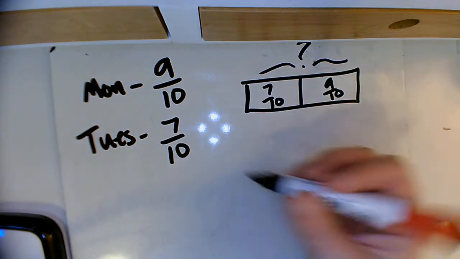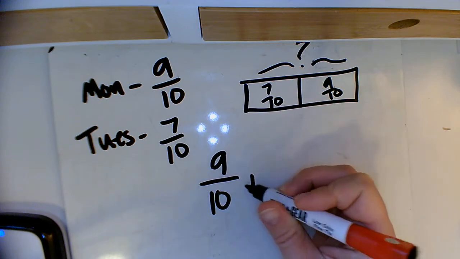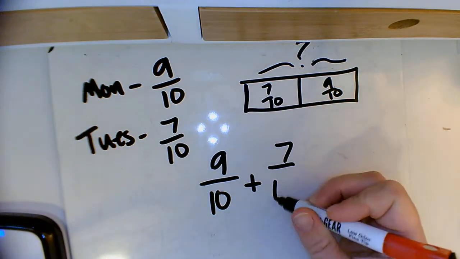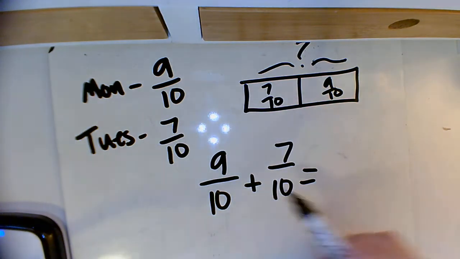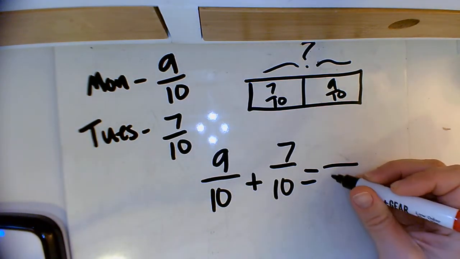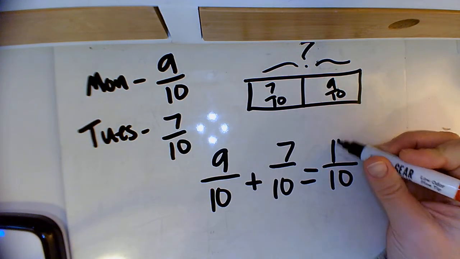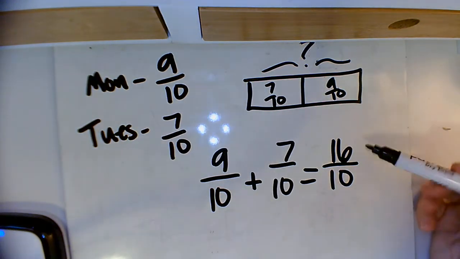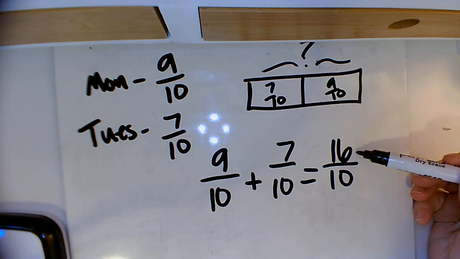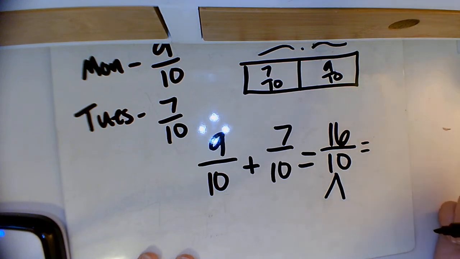So our addition sentence is going to be 9/10 plus 7/10. Remember, when we're doing addition and we have common denominators, that's going to stay the same. 9 plus 7 gives us 16. So notice we have that improper fraction. We are going to break that into a number bond so we can rewrite this as a mixed number.